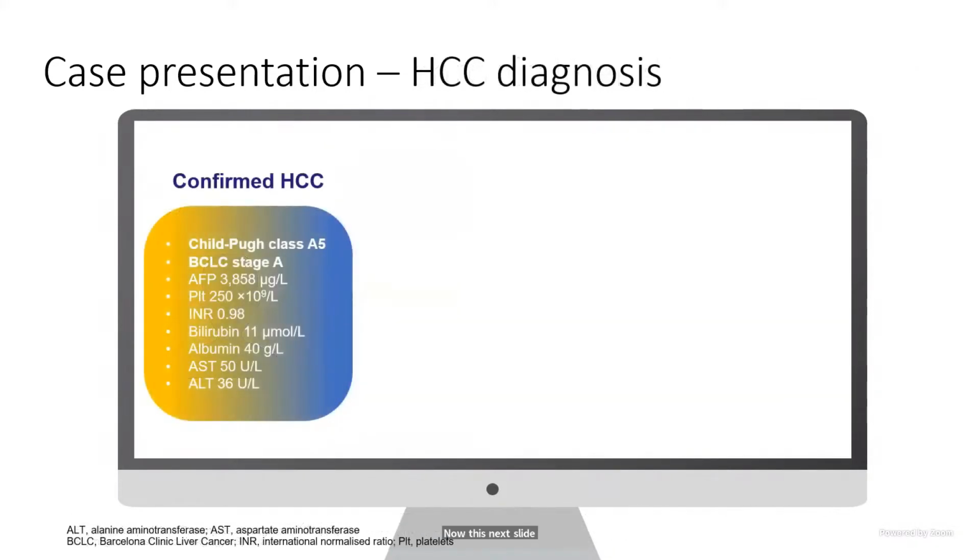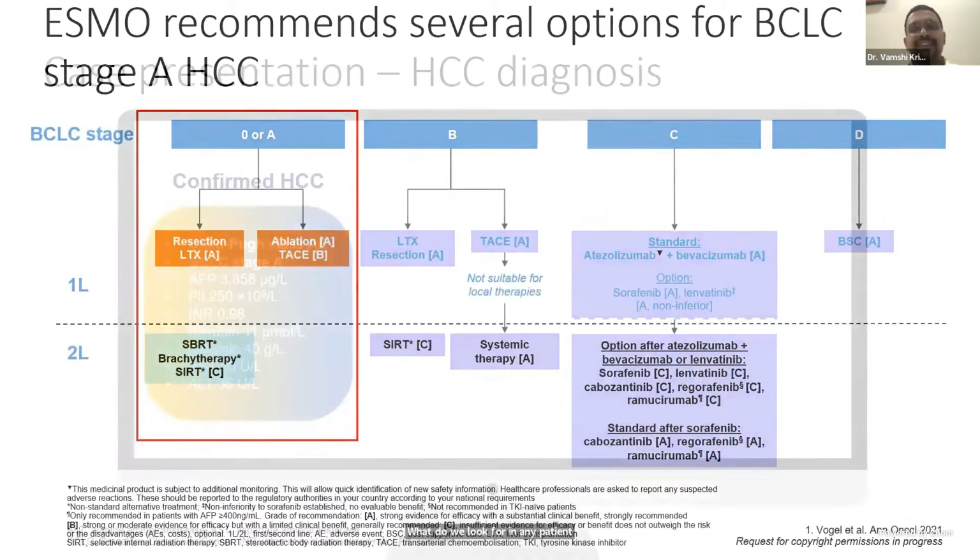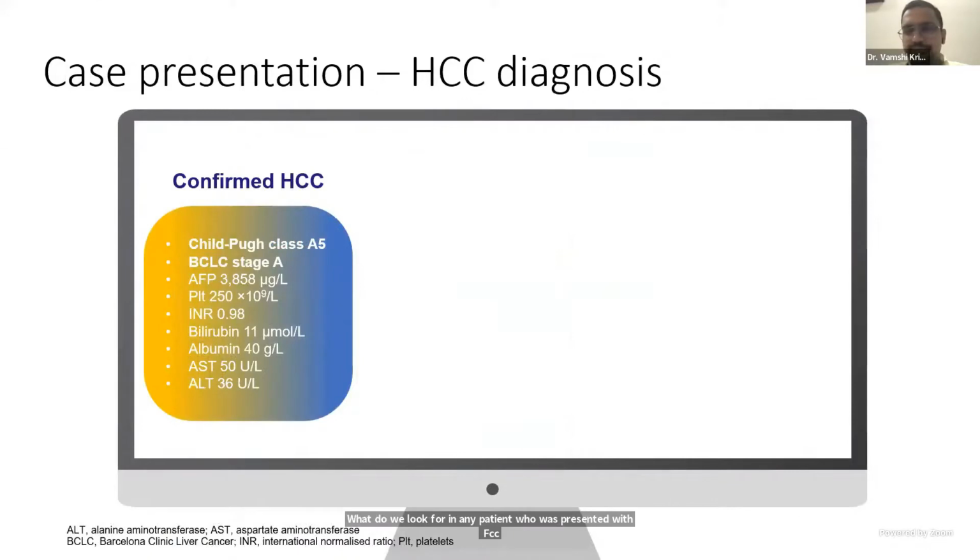So these kind of patients with a confirmed HCC, what are the factors that we look for when we are starting any treatment? Before going to the intervention radiologist, can I just ask Dr. Alpesh and then Dr. Ankit, what do we look for in any patient who has presented with HCC? And do you see any of the earlier HCCs at all nowadays?